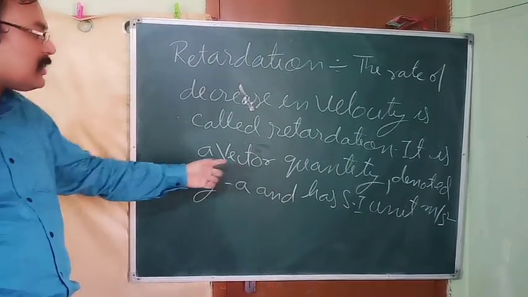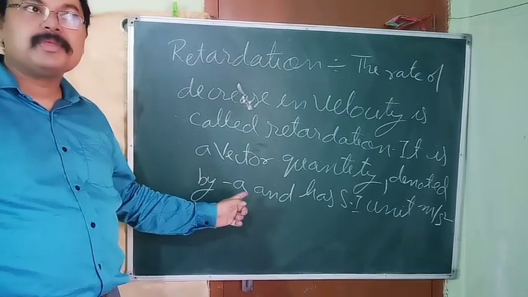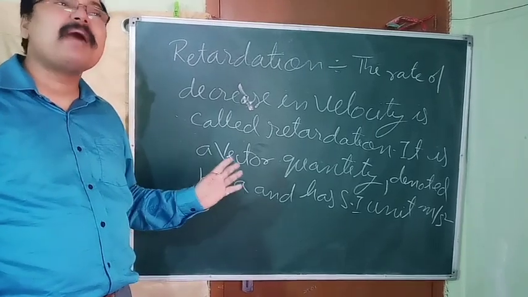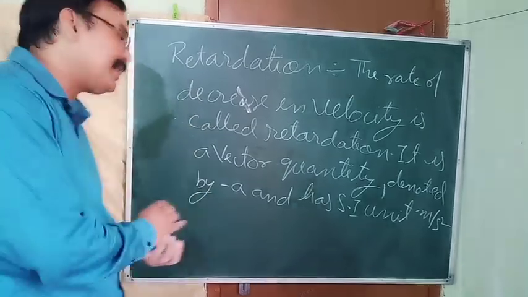And it is a vector quantity denoted by minus a. Why? Because velocity is decreasing, that's why we write minus. Okay. We also call it negative acceleration. And it has SI unit meter per second square, like acceleration.